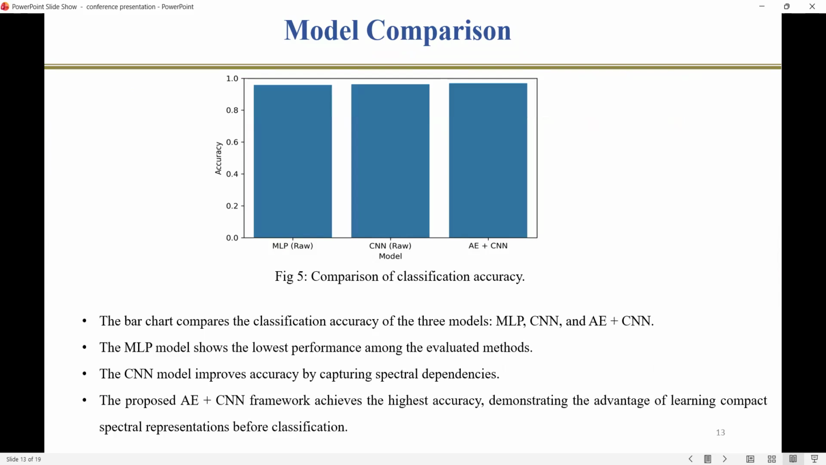Now I'll talk about the model comparison of the three different models. From this comparison of classification accuracy, the bar chart compares the classification accuracy of three models, that is MLP, CNN, and autoencoder plus CNN. The MLP model shows the lowest performance among the evaluated methods, and the CNN model improves accuracy by capturing spectral dependency. The proposed AE plus CNN framework achieves the highest accuracy, demonstrating the advantage of learning compact spectral representation before classification.